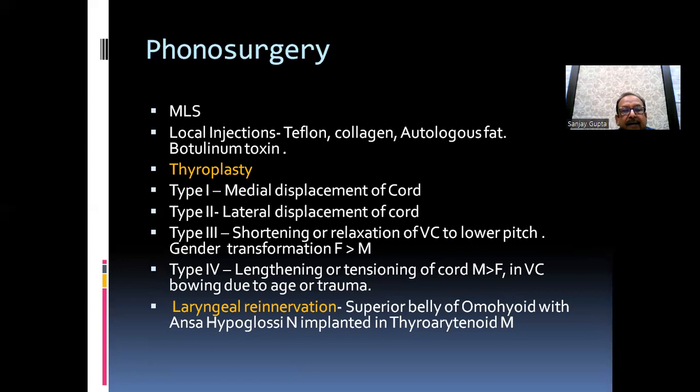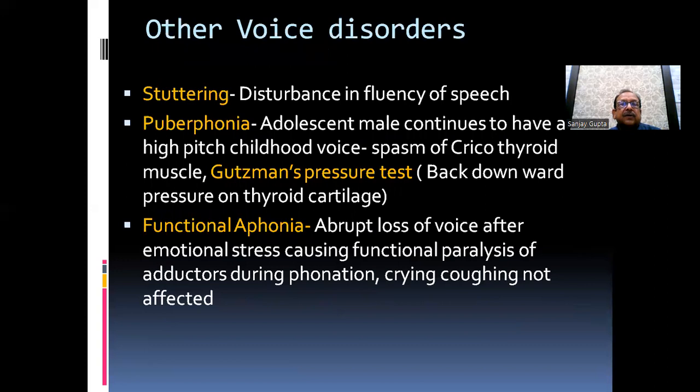Then another technique is laryngeal re-innervation. In this, the laryngeal muscles are re-innervated using superior belly of omohyoid with ansa hypoglossi nerve implanted in the thyroarytenoid muscle. A word about a few other voice disorders. Stuttering is a disturbance in fluency of speech. Puberphonia is seen in adolescent males who continue to have a high-pitched, child-like voice, which is due to spasm of the cricothyroid muscle.